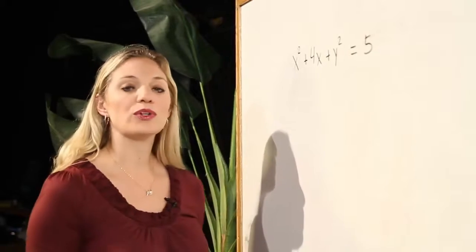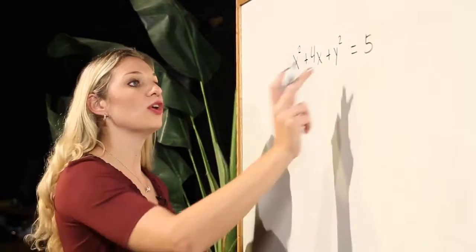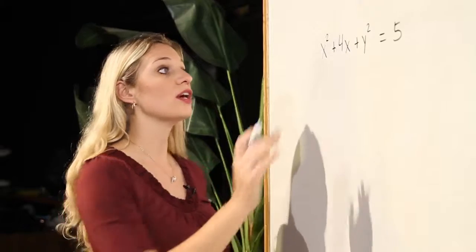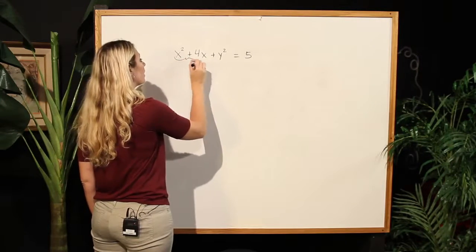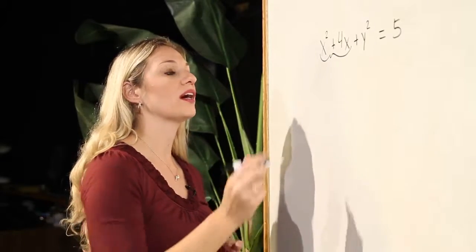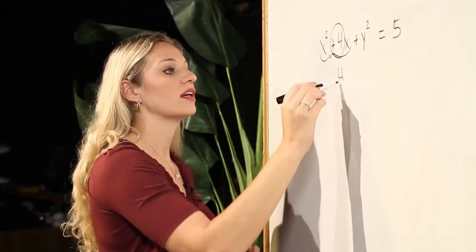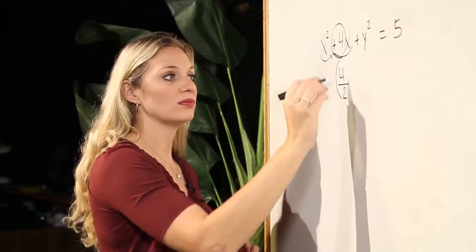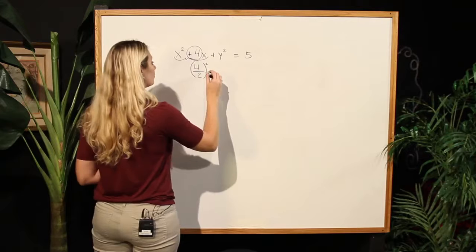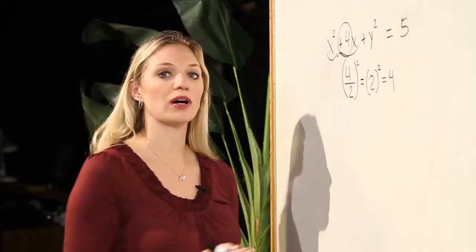So, what we need to do in order to put this in standard form is to complete the square. Notice that the y squared does not have a linear term with it. There is no y present. So we only need to complete the square on my x's here. In order to complete the square, I will take the coefficient of my x, divide it by 2, and square it. 4 divided by 2 is 2. And 2 squared will give me 4.